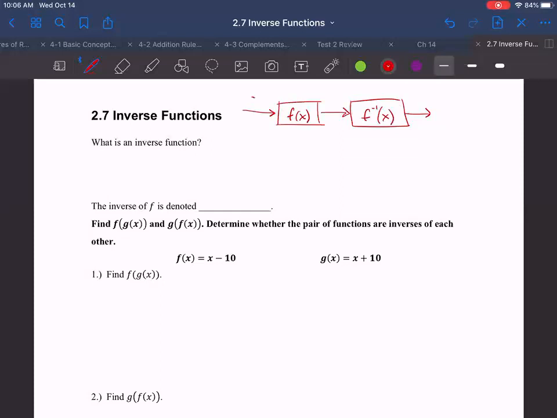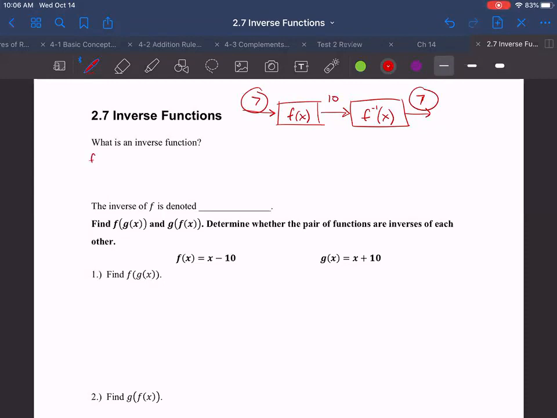So if we give it a 7 and it outputs a 10, then we feed that 10 into our inverse, it's going to give us back a 7. It's going to make sure that those two things turn out to be the same. It's going to undo what the original function did. So what is an inverse function? It's the function that does the opposite of what was there.